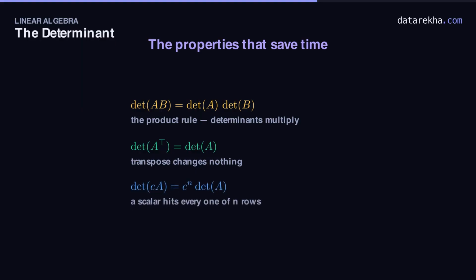Scale the whole matrix by a number c, and the determinant scales by c to the power n, where n is the size. Every one of the n rows got multiplied, so the factor compounds. This one trips people constantly. And the gift of the whole subject: if a matrix is triangular, all zeros on one side of the diagonal, its determinant is simply the product of the diagonal entries. No expansion, no work.